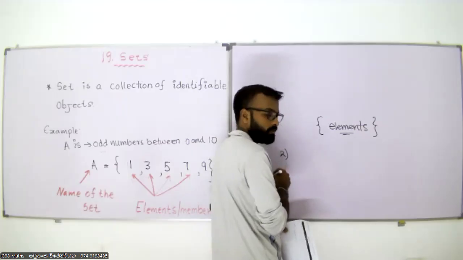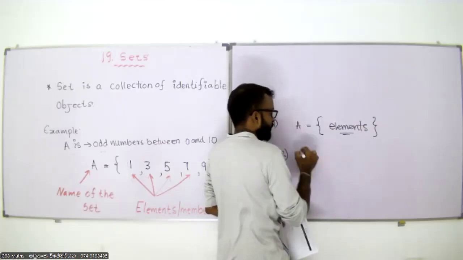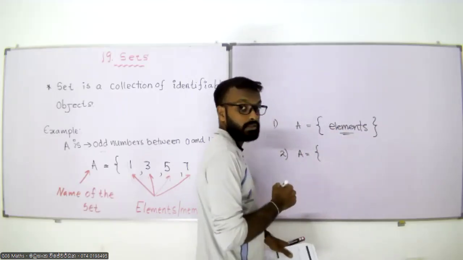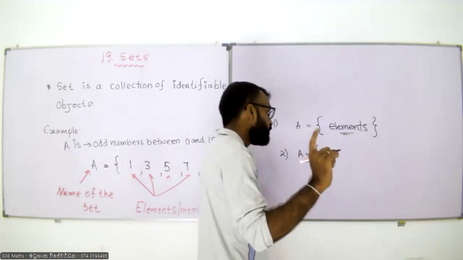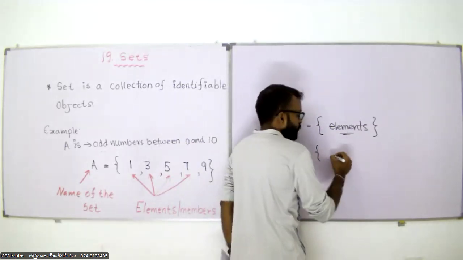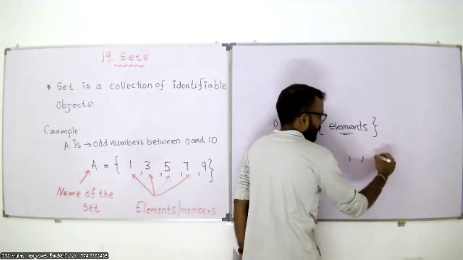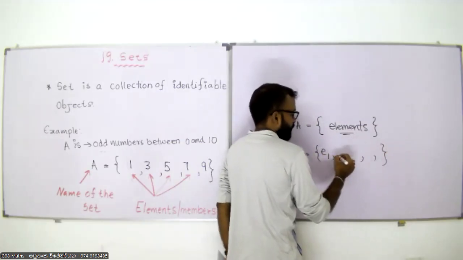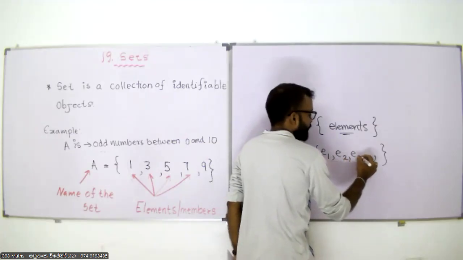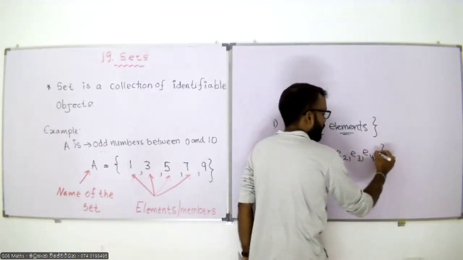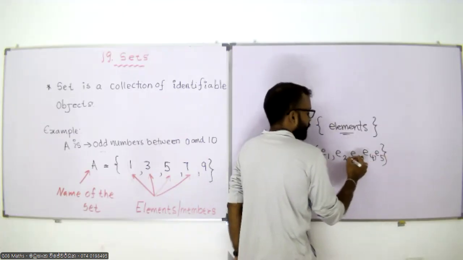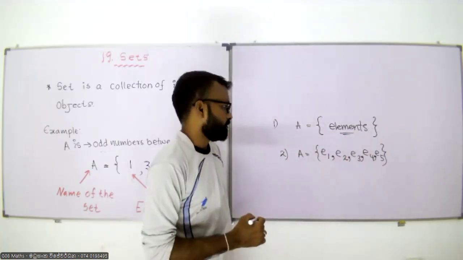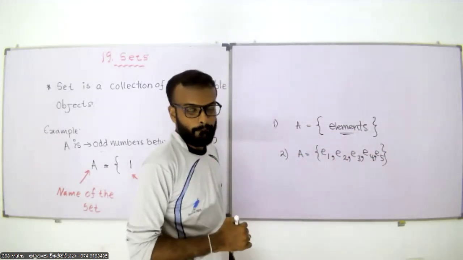The second important thing is, when you are writing elements, to separate two elements you need to use a comma. This is element 1, this is element 2, this is element 3, this is element 4, element 5. So you are using a comma to separate two elements. Important thing.